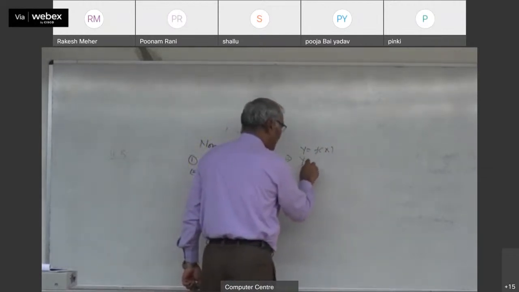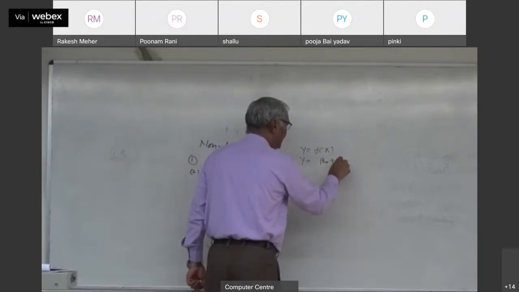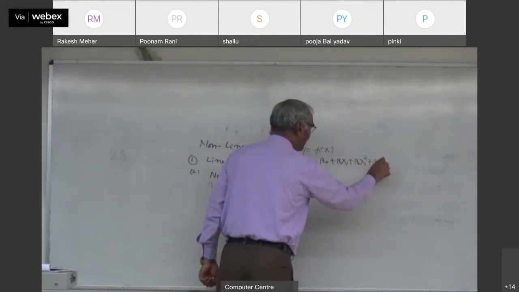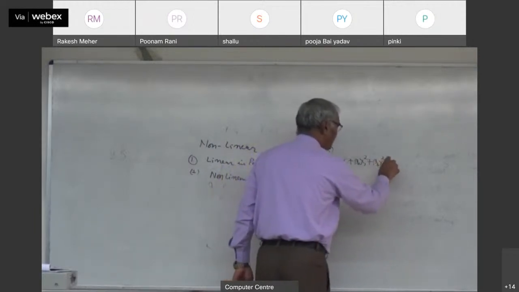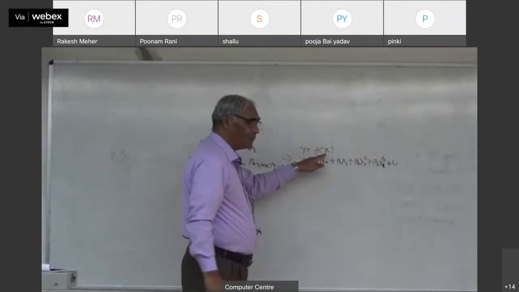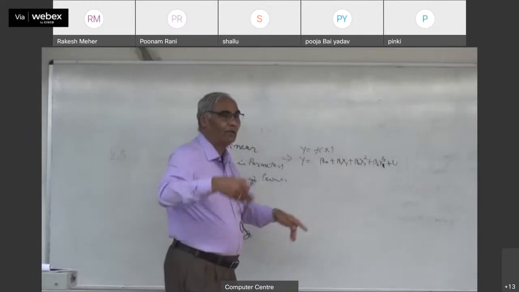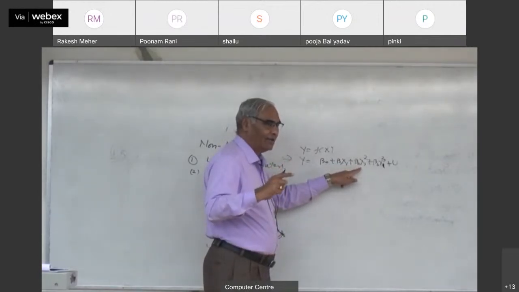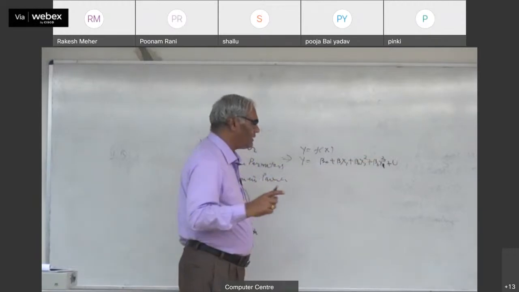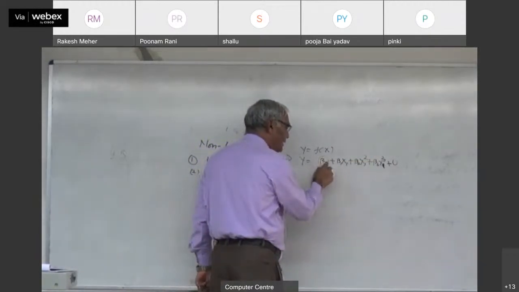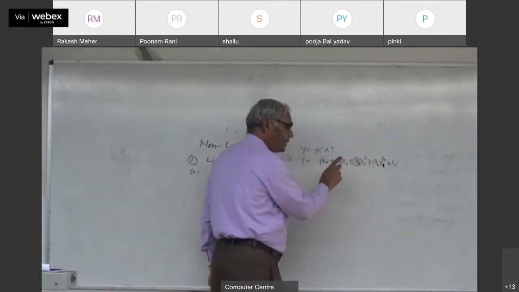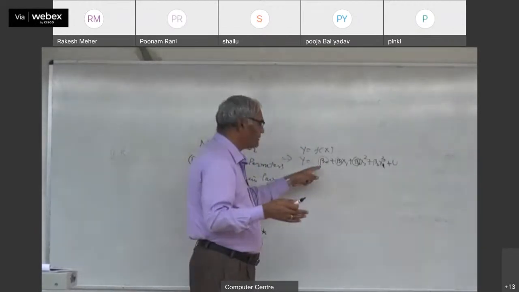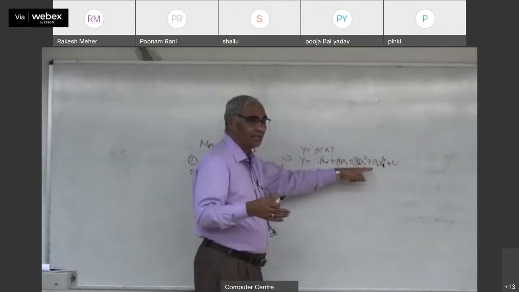But the y is like this: beta 0 plus beta 1 x1 plus beta 2 x1 square plus beta 3 x1 cube plus ui. Only y is a function of x, but there are different polynomials of x. The power is 1; here the power of the same x is square; here the power of the same x is cube. So what we are observing is that all betas, which are known as parameters, are linear. Parameters are in linear shape, but the variables are non-linear: x1 square, x1 cube, and so on.